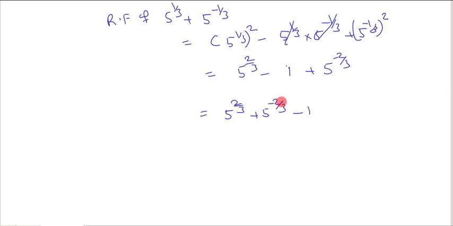Okay. Now let me explain one more problem regarding it. Find the rationalizing factor of 2 to the power of 1 by 3 plus 2 to the power of minus 1 by 3. Now it is in the form of a plus b.